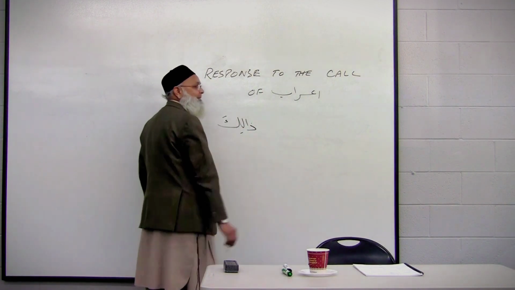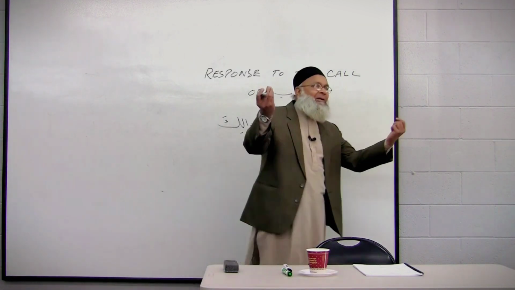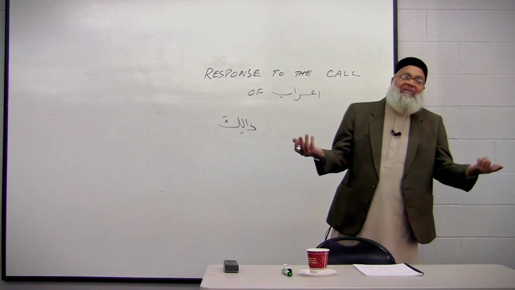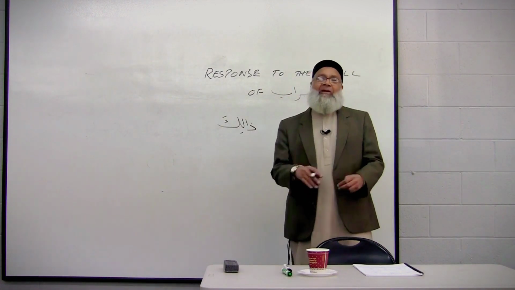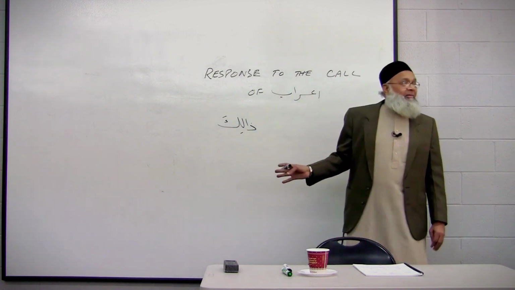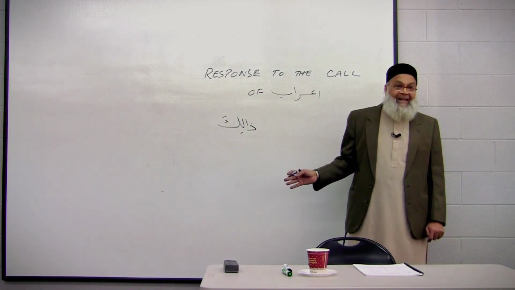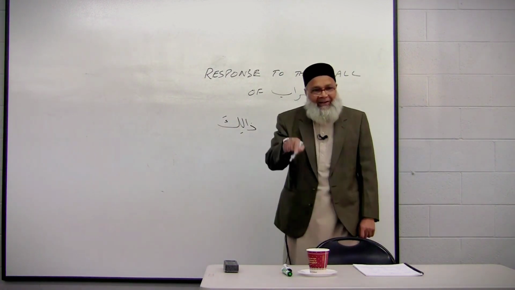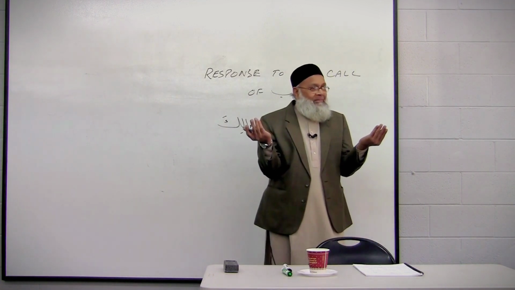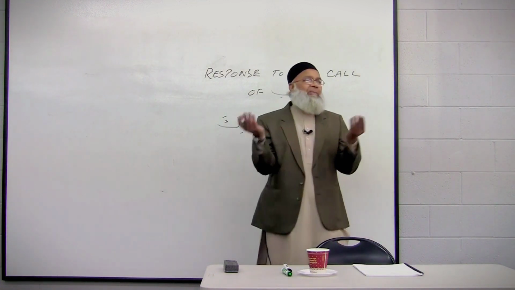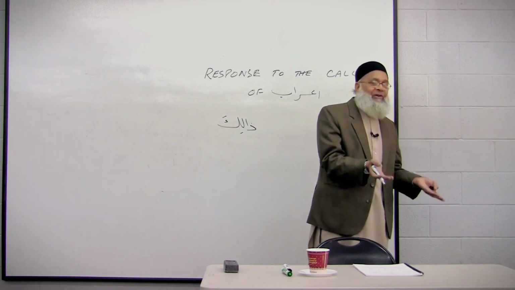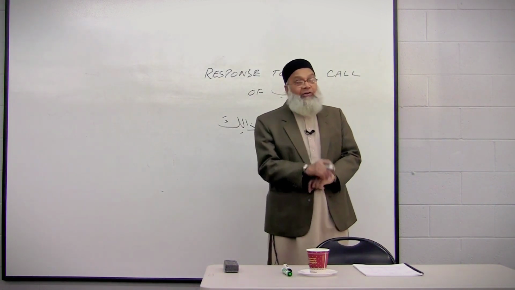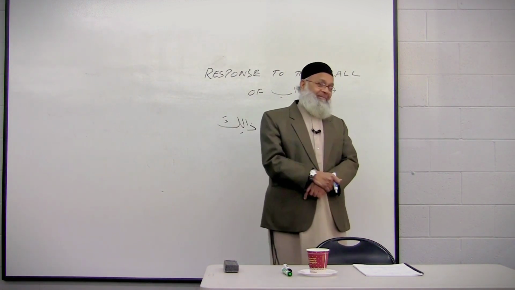Zalika. In Rafa form it is Zalika. In Nasab form it is Zalika. In Jar form it is Zalika. So this is a non-cooperative noun. In the sentence, it must have its form. Sometimes it will be in the Rafa form, sometimes in the Nasab form, sometimes in the Jar form, but it's not showing its form.